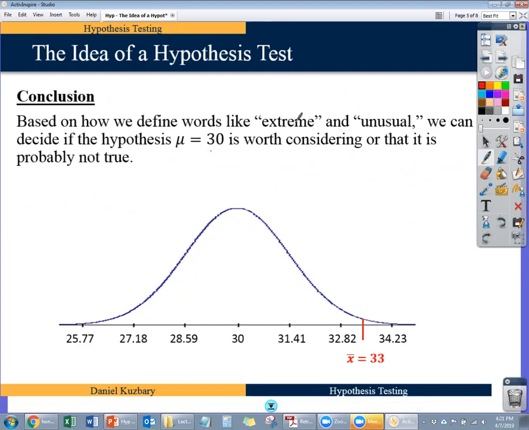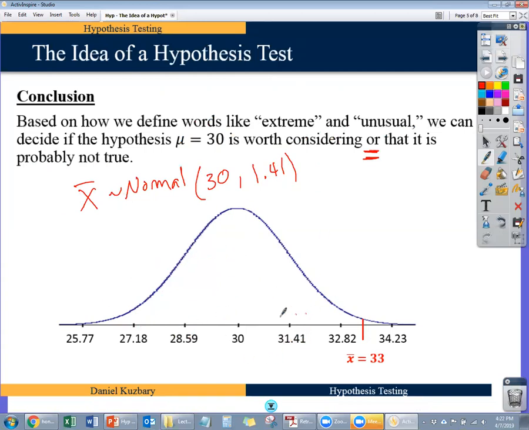Now, based on how we define words like extreme and unusual, we can decide if the hypothesis is worth considering, or we can decide that it's probably not true. Again, this is not how I would answer questions, but the goal is we want to know, is this a valid hypothesis or is it not true? Okay, so this is the distribution of x bar. X bar is normal with mean equal to 30 and standard deviation equal to 1.41. So you see this is the distribution of x bar.